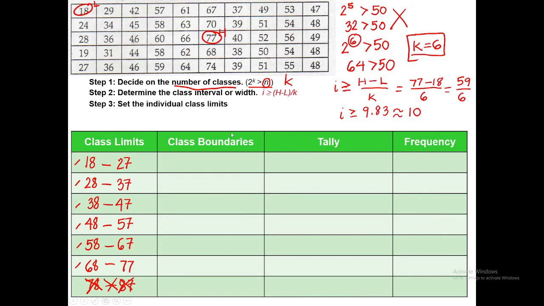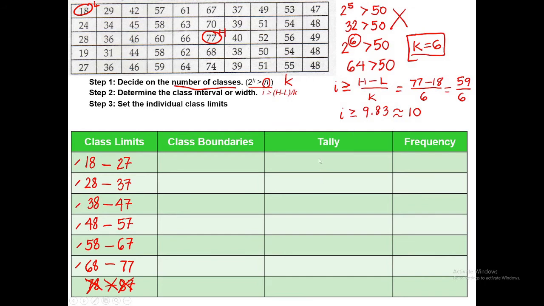Sir, what if my answer here is 6, but I came up with 7 class limits? That's totally fine. Again, this is just the desired number of classes. It can be 6 or a bit fewer than 6. Is that clear?